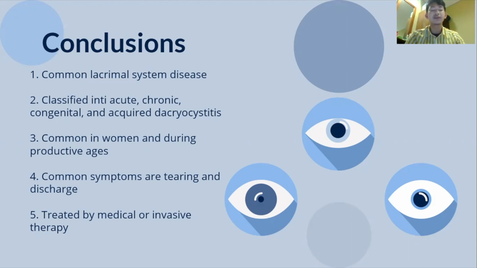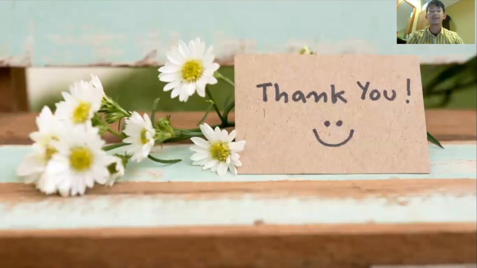The disease itself can occur in both newborns and adults, where it's common in productive ages, 31 to 60 years old, and in women. Common symptoms are tearing and discharge. To diagnose, the doctor will ask for medical history and start pressing on the lacrimal sac to see whether pus will come out or not. Treating dacryocystitis can be in the form of medical and conservative therapy. That's all from our small group discussion. Thank you.